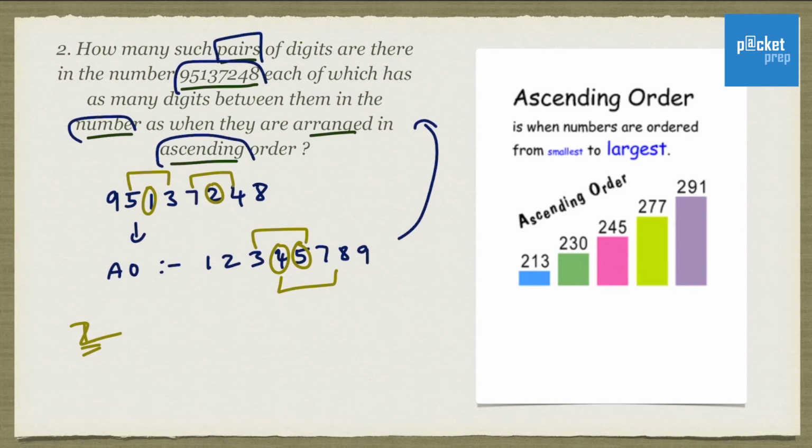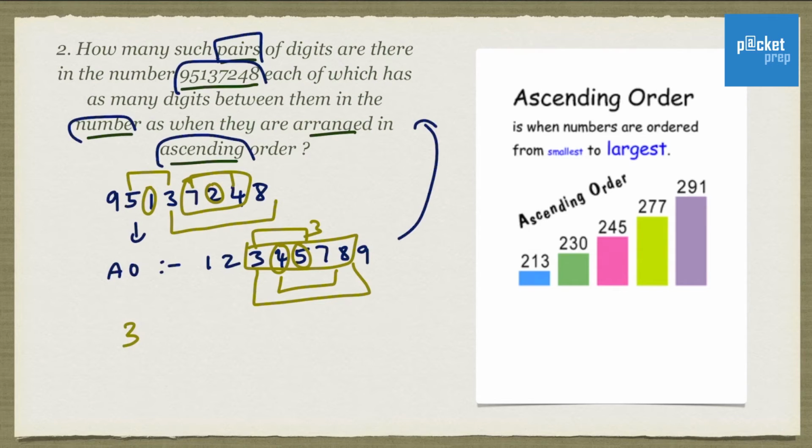Any other pairs left? Let's find out. The number of digits between 3 and 8 is 3 here. And similarly, the number of digits between 3 and 8 is also 3 in the ascending order. So we have 3 pairs satisfying the given condition. So totally we have 3 pairs satisfying the given condition.